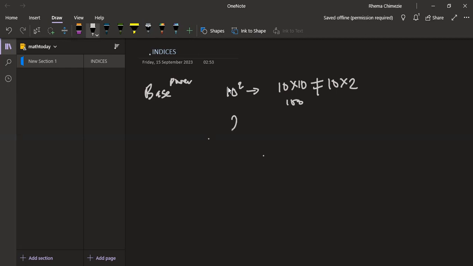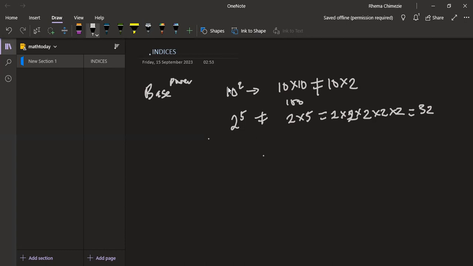What if we have 2 raised to power 5? So what does that mean? It is not equal to 2 times 5, but rather is equal to 2 times 2 times 2 times 2 times 2. In how many places? In 5 places. And that will give us 32. Let's explain that. 2 times 2, 4. 4 times 2, 8. 8 times 2, 16. 16 times 2, 32. So you can as well say that this number is in index form, as the case may be. So let's see some other cases.